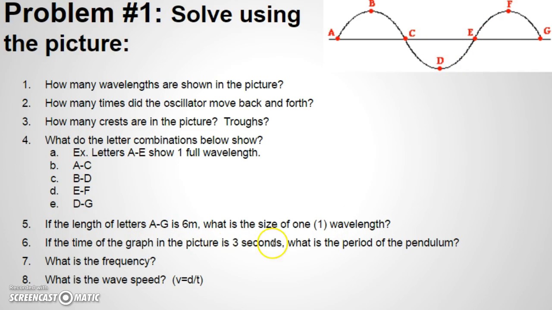If the time in the graph is 3 seconds, what is the period of the pendulum? Well, if the total time from A to G is 3 seconds, this segment is 1 second, this segment is 2 seconds, and this segment is the third second. So it takes 2 seconds to travel from A to E. In this case, what is the frequency? Going back, if we know the period is 2 seconds, 1 over 2 is 0.5 hertz. So what is the wave speed? If it traveled 4 meters in 2 seconds, the wave speed is speed equals distance divided by time. We would find that the wave speed is 2 meters per second.